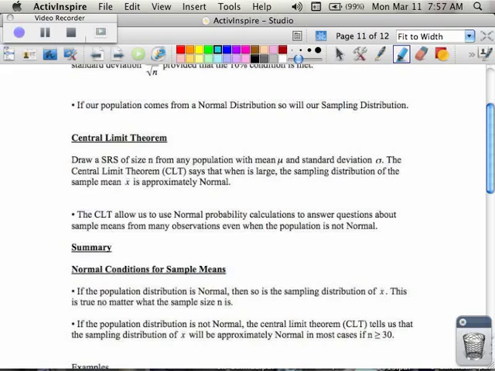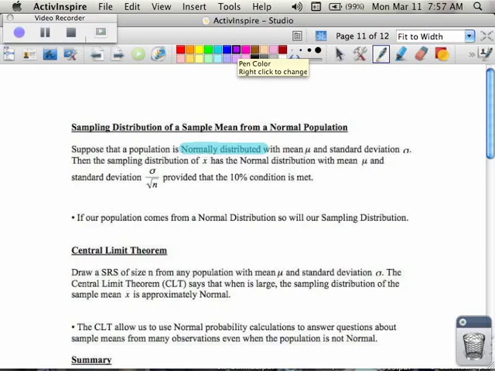The central limit theorem says that if you draw a simple random sample of size n from any population, and when it's large, the sampling distribution of the sample mean is approximately normal. And it allows us to use normal probability calculations to answer questions about the sample means from any observation, even when it's not normal. And this should be n right here.